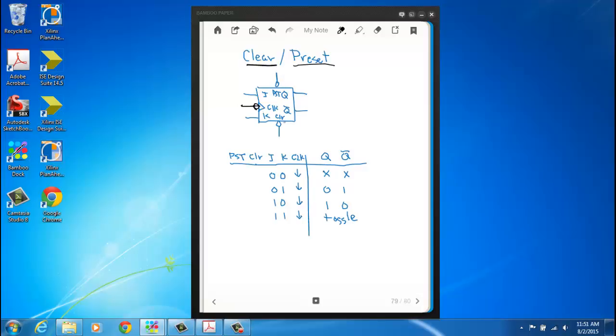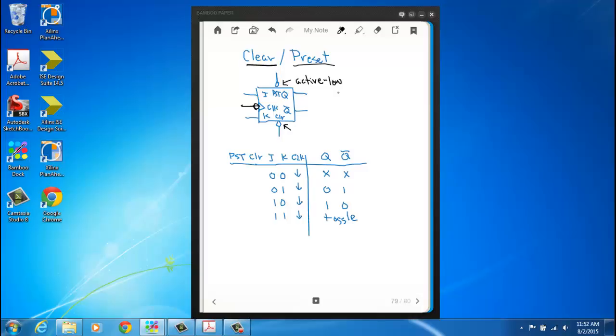If you see a bubble on either clear or preset, what that bubble means is active low. So this is an active low preset, this is active low clear, and active low just means that it takes a 0 on that input to make preset happen. Just like down here, because of this bubble, in order for the clear to happen, it takes a 0. There are also active high presets and active high clears, and you would not have the bubble on the symbol for the input if it was active high. An active high just means it takes a 1 to make the clear happen or a 1 to make the preset happen.